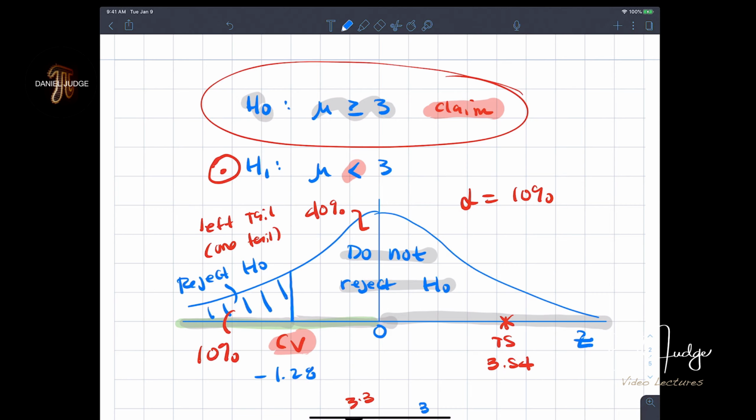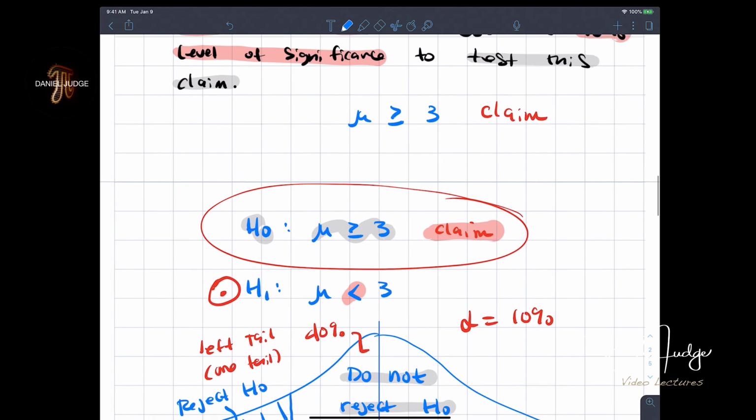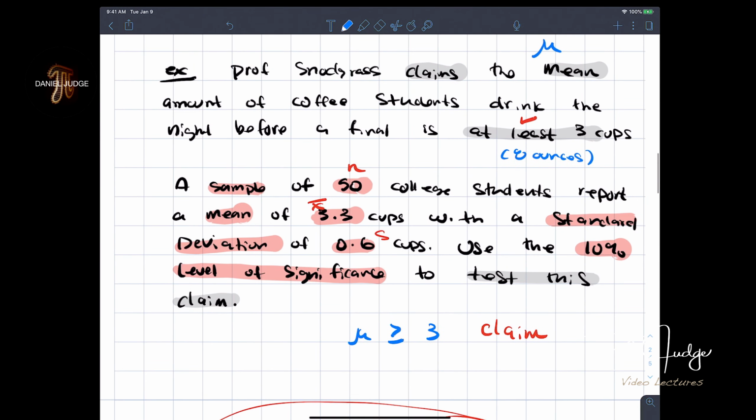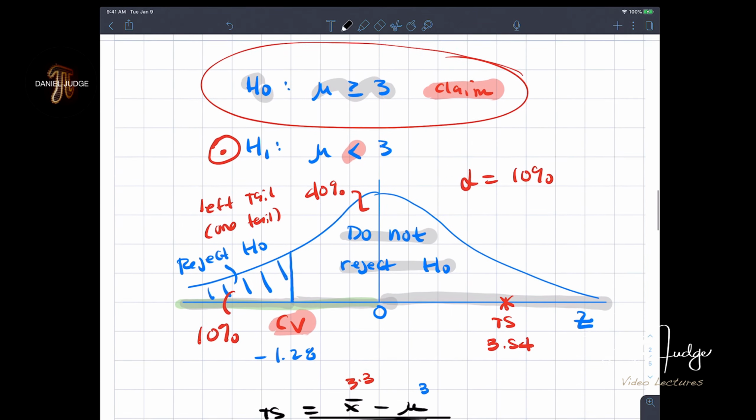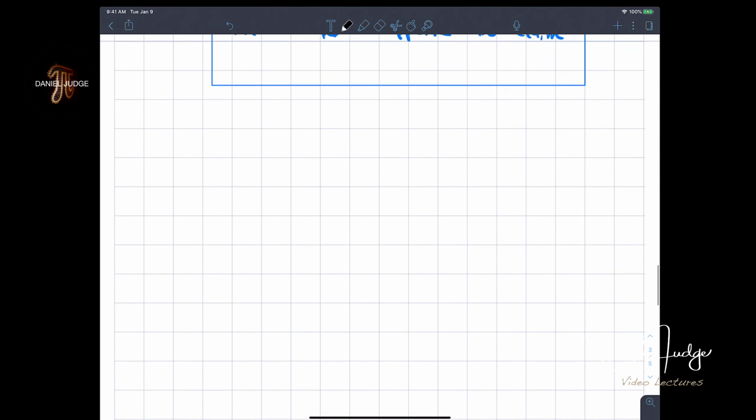Yeah, that's what happens in this case. We didn't reject the null, and the null happens to be the claim. So this suggests that the mean is at least 3. Snodgrass is correct. Students do drink at least 3 cups of coffee the night before a final. Okay. All right, let's give you guys another example of this. This is good stuff.